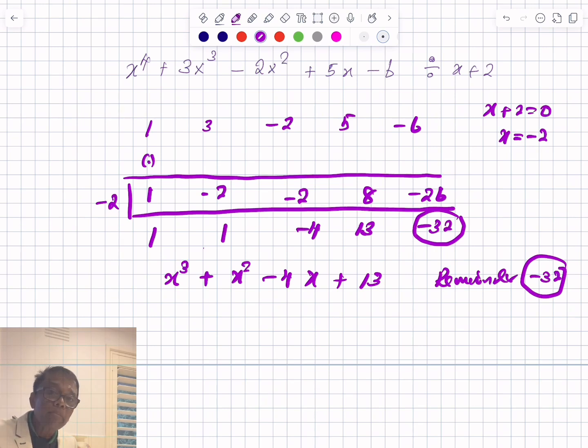However, we have to keep in mind, we can apply synthetic division when we divide the polynomial by a linear expression. Now I'll stop this video. In my next video, I'll discuss more questions and other theorems related to polynomials.